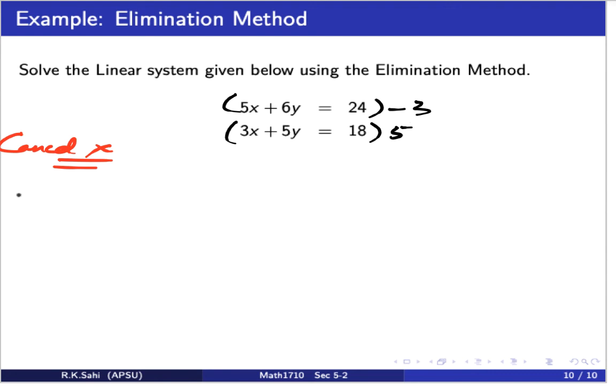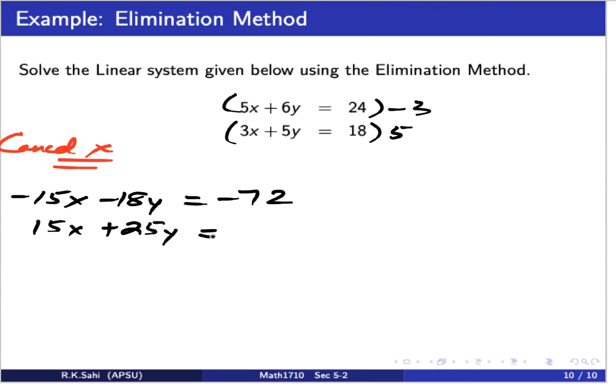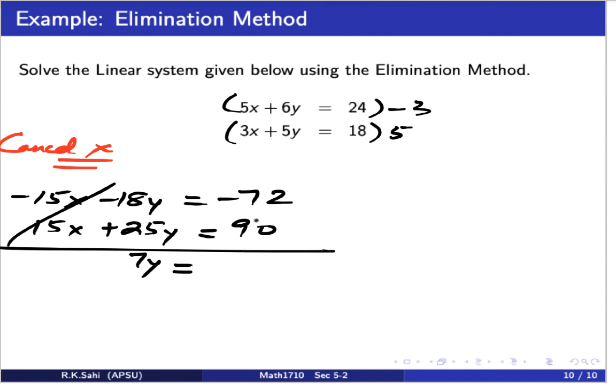So what do we get the new equations to be? Negative 15x minus 18y equals negative 72. Then you have 15x plus 25y equals 90. When you add these two, the x's cancel out. 25 minus 18 is 7y. 90 minus 72 is 18. So y comes out to be 18 over 7.